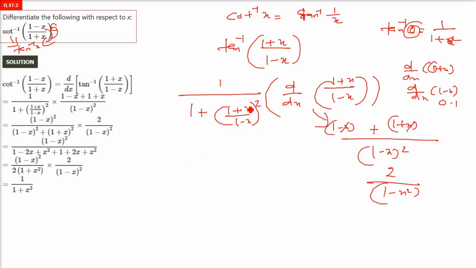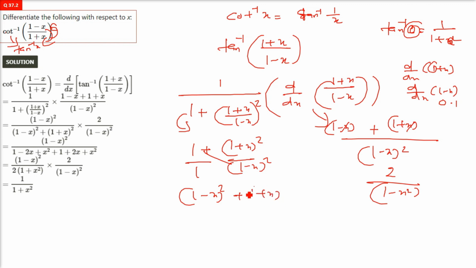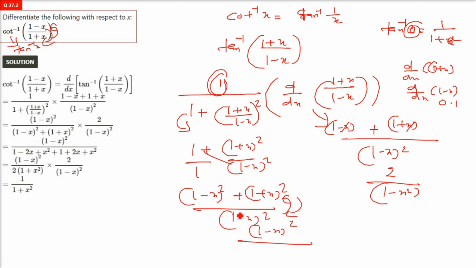In the front we have 1 by 1 plus (x by 1 minus x) whole square. So we have to solve this also. I am doing the denominator first. 1 by 1 plus x whole square over (1 minus x) square. So (1 minus x) square plus (1 plus x) square, I am taking the LCM, divided by (1 minus x) square. Now remember, this was in the denominator, but that is 1 by this thing. So when you actually write it, this (1 minus x) square will go in the numerator. So (1 minus x) square divided by (1 minus x) square.